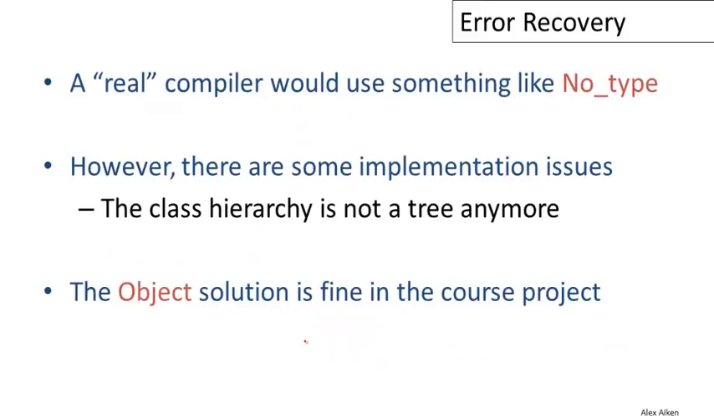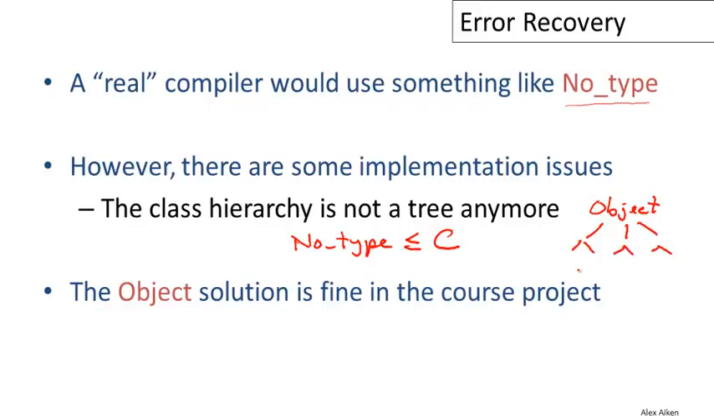So a real compiler, a production compiler, would use something like no type for error recovery. But there is an implementation issue with no type, and in particular, the fact that no type is a subtype of every other class means that the class hierarchy is no longer a tree. If you think about it, you have object at the top, and then you have this tree structure branching out, but then no type is a subtype of everything. So no type becomes a bottom element, and this is now a DAG and not a tree, and that makes it just slightly harder to implement.